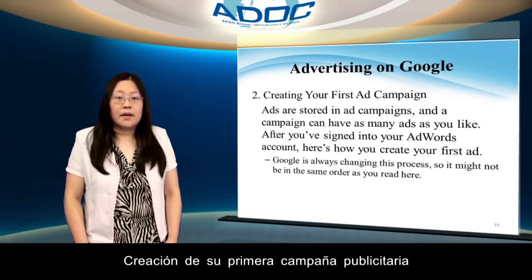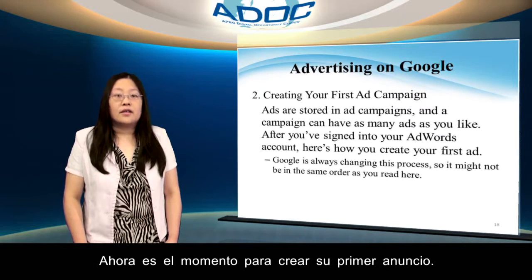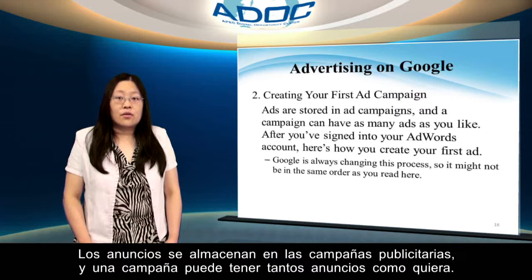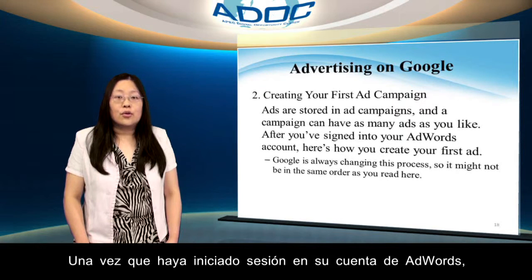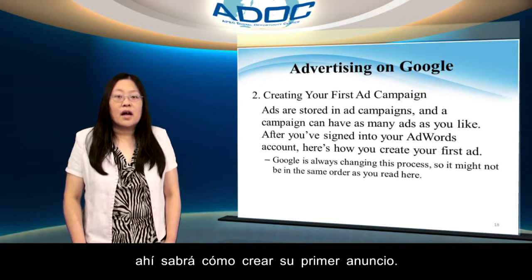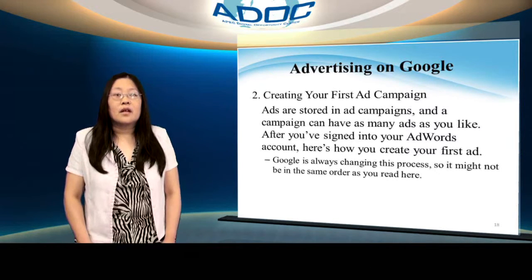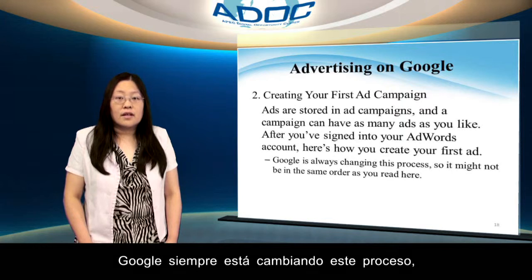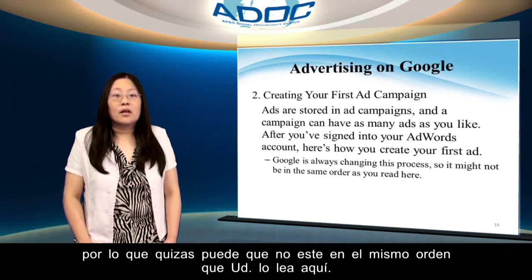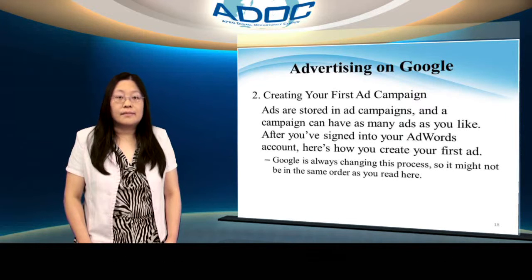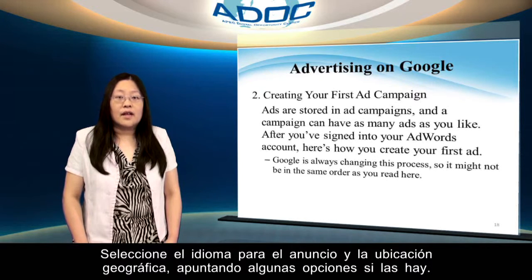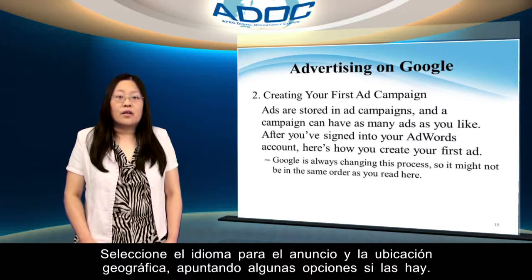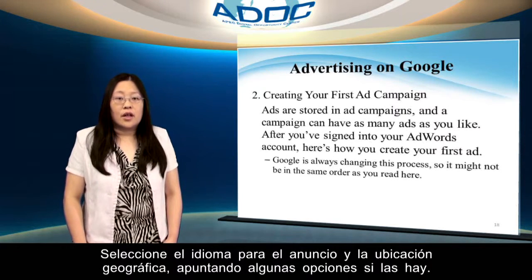Creating your first ad campaign. Now it's time to create your first ad. Ads are stored in ad campaigns, and a campaign can have as many ads as you like. After you have signed into your AdWords account, here's how you create your first ad. Google is always changing this process, so it might not be in the same order as you read here. Click the Create First Campaign button. Select the language for the ad and the geographic location targeting option, if any.